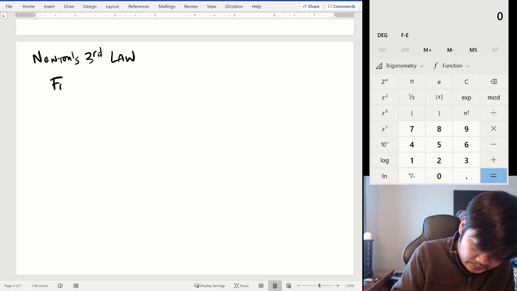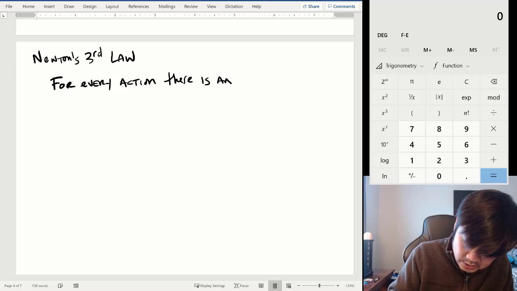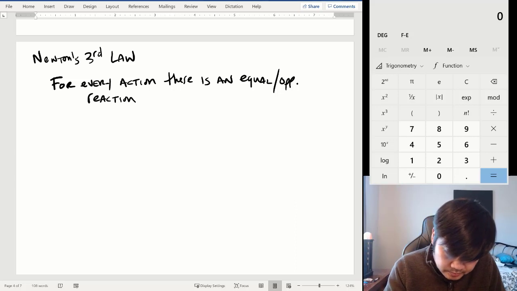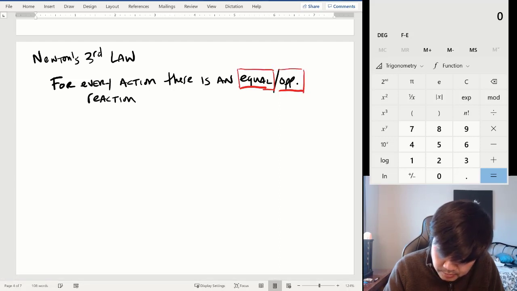For every action, there is an equal and opposite reaction. Another deceptively simple definition. So I'm going to underline these right here. Because if you notice, there is an equal and opposite. Both of these must apply.